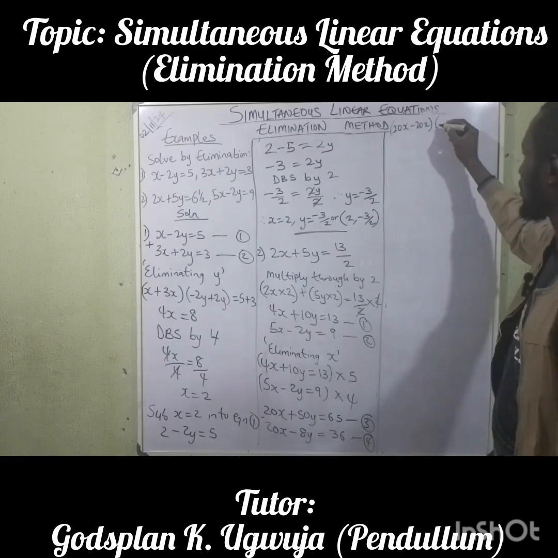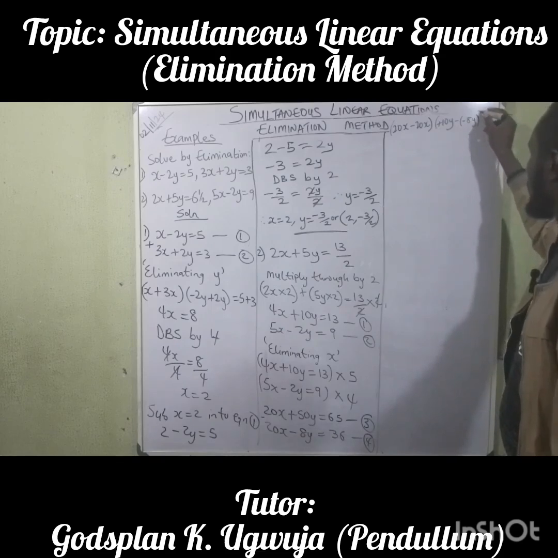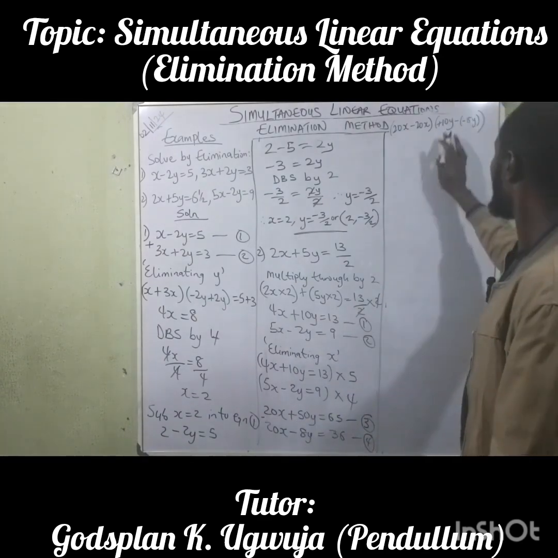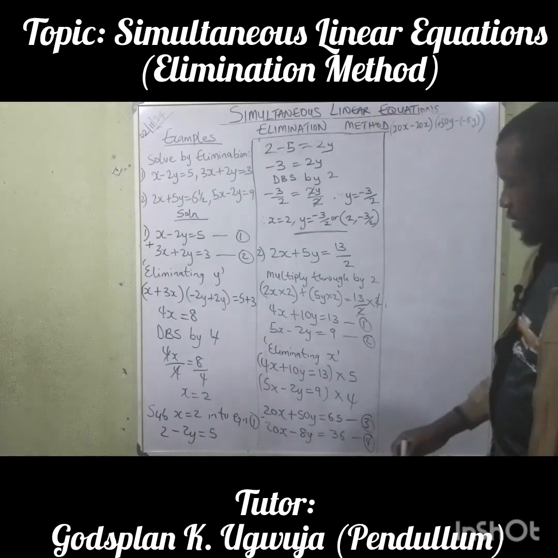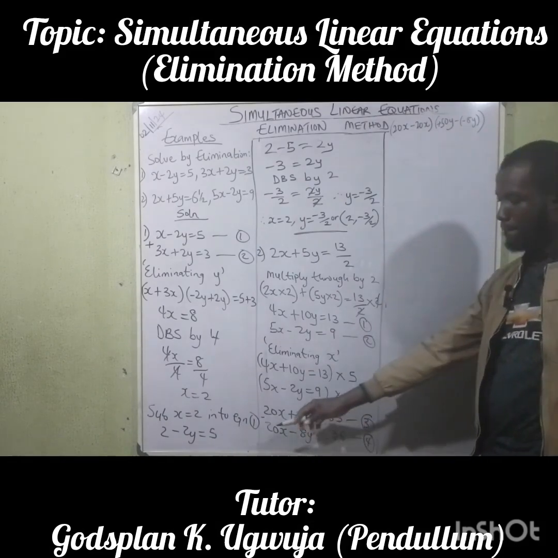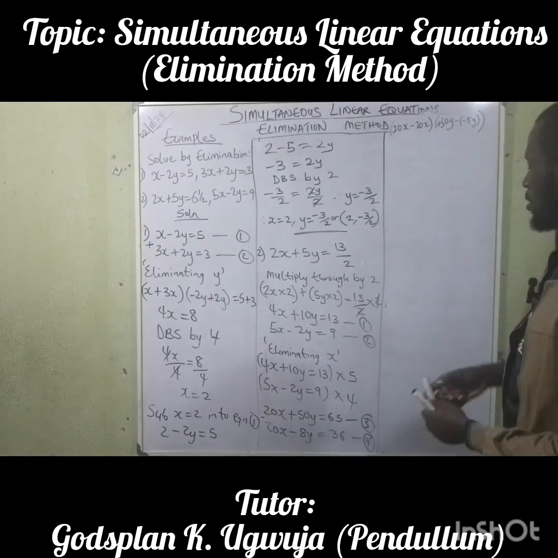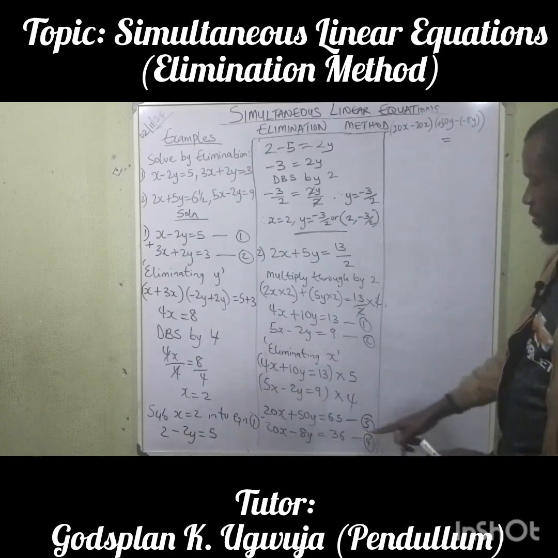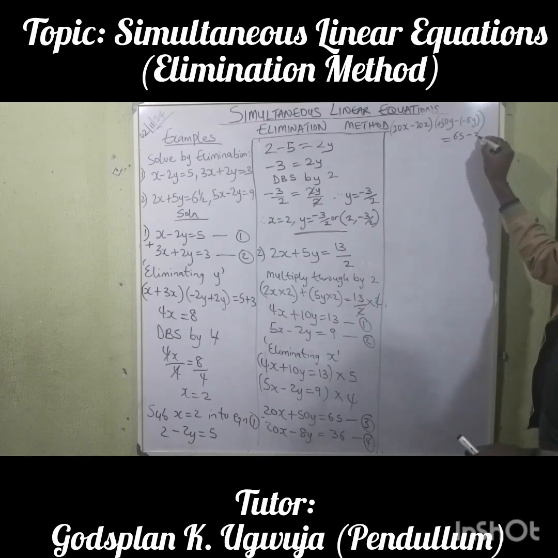then 50y minus 8y. You need to be careful about your signs so that you don't make a mistake. Sorry, 50y, not 10y. 50y minus 8y. So the two minus signs must be represented. Then this is equal to 65 minus 36.